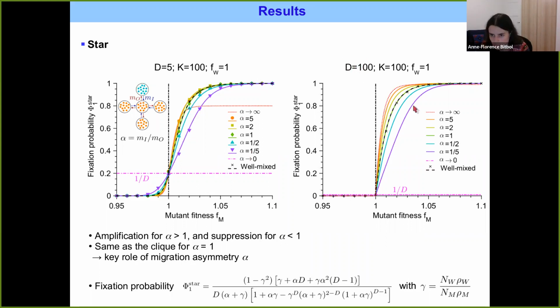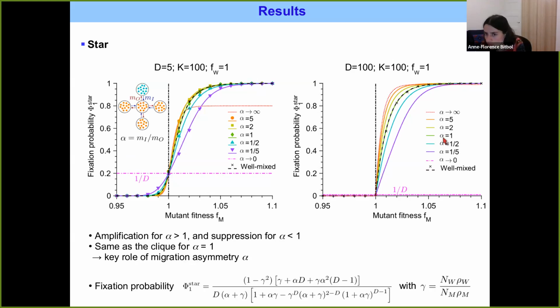And here we are showing the corresponding analytical predictions. And you can see that indeed here, for large values of alpha, we have a larger amplification of selection, which is consistent with what was found in the model with one individual per node. Except that here, the conclusion whether the star is an amplifier or a suppressor of selection depends crucially on the migration asymmetry alpha.